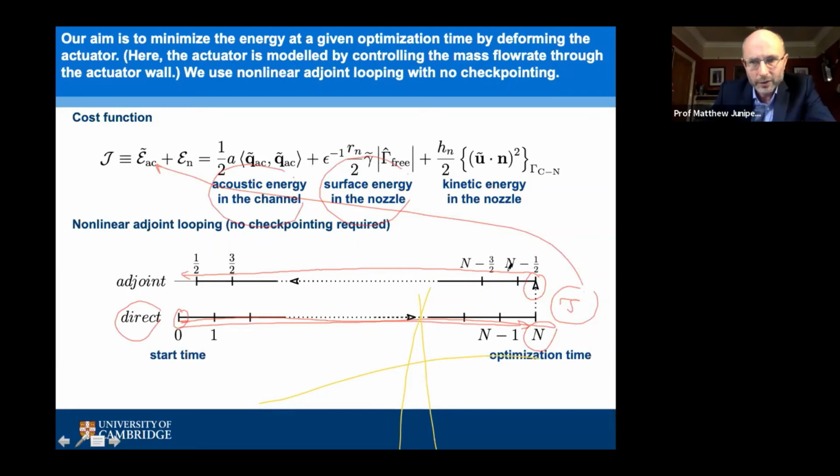So what I'm doing with the adjoint calculation is at every step along the way, I'm saying, how should I change my actuation in order to have the biggest impact on the acoustic energy in the channel and the surface energy in the nozzle at the endpoint in time. So that's the adjoint calculation. The technical details of that are quite tricky, and I'm not going to talk about them here, but they're in the paper we've written on this, which is submitted. So I hope they'll be out soon.